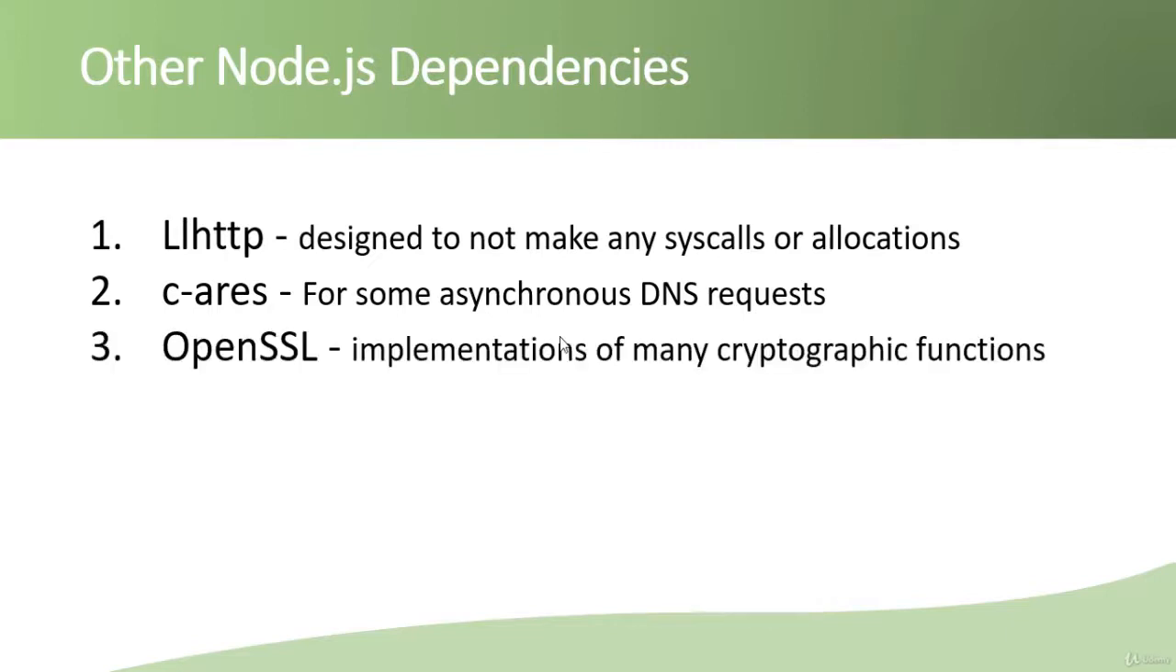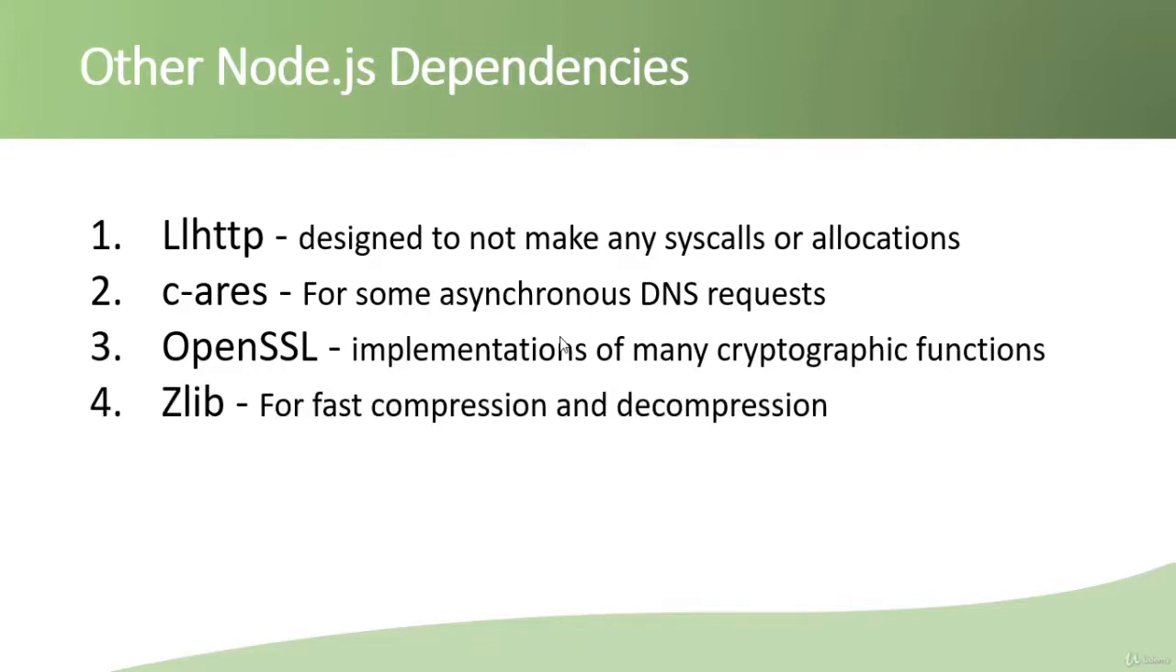Next we have OpenSSL. This basically is the implementation of many cryptographic functions, the functions on which modern website security relies. Okay, and last we have zlib, which is used for fast compression and decompression. So these are some of the dependencies that Node.js depends upon.